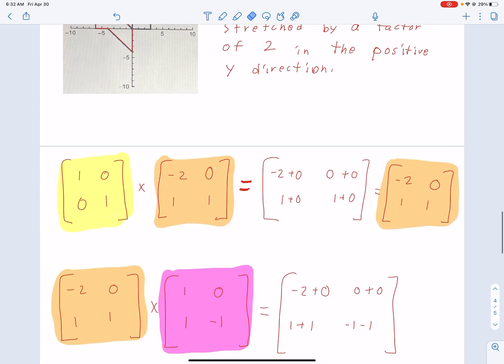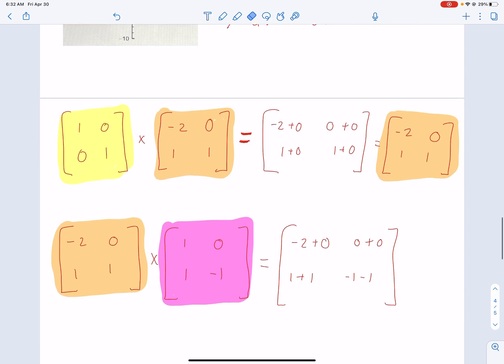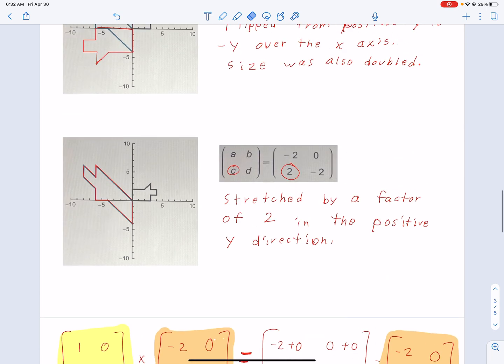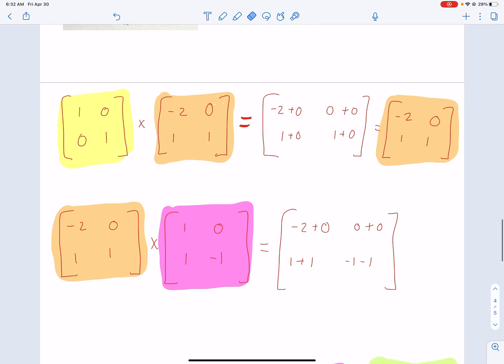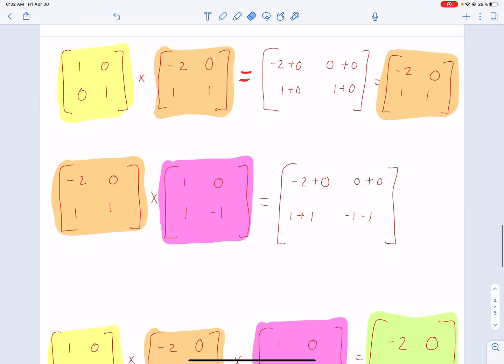Now, we come down to the matrix. We need to find 3 matrices that transitioned to our final doggo. So I had 1, 0, and 0, 1 times -2, 0, 1, 1, which gave us our -2, 0, 1, and 1 over here.